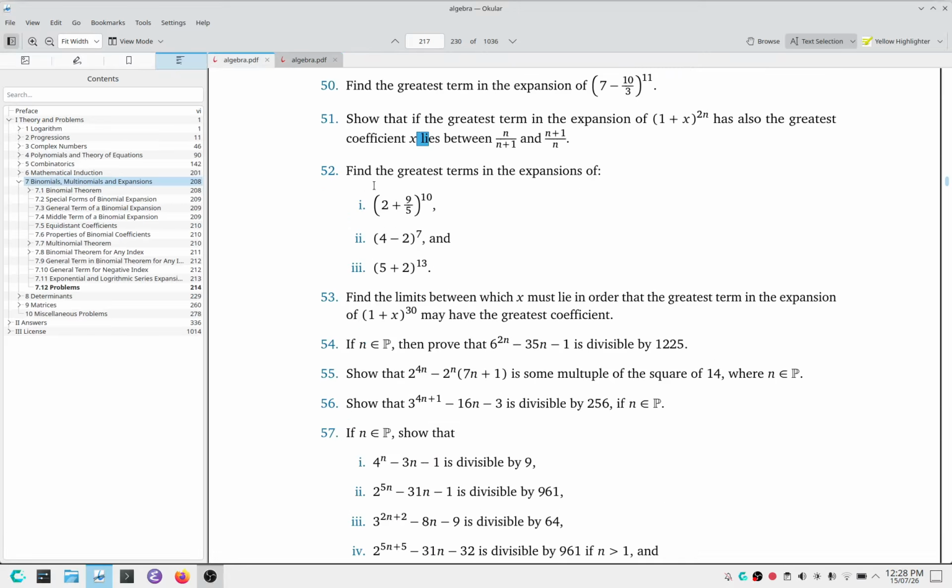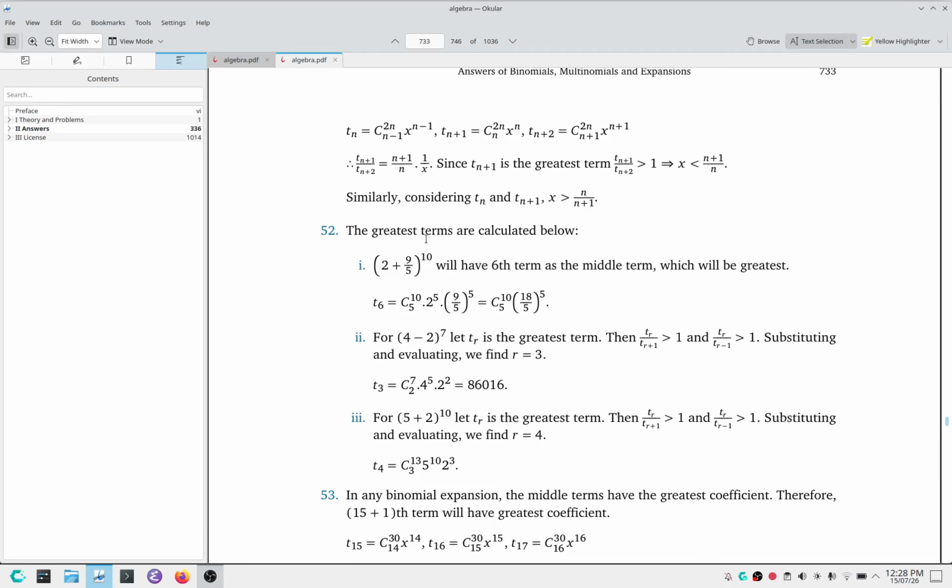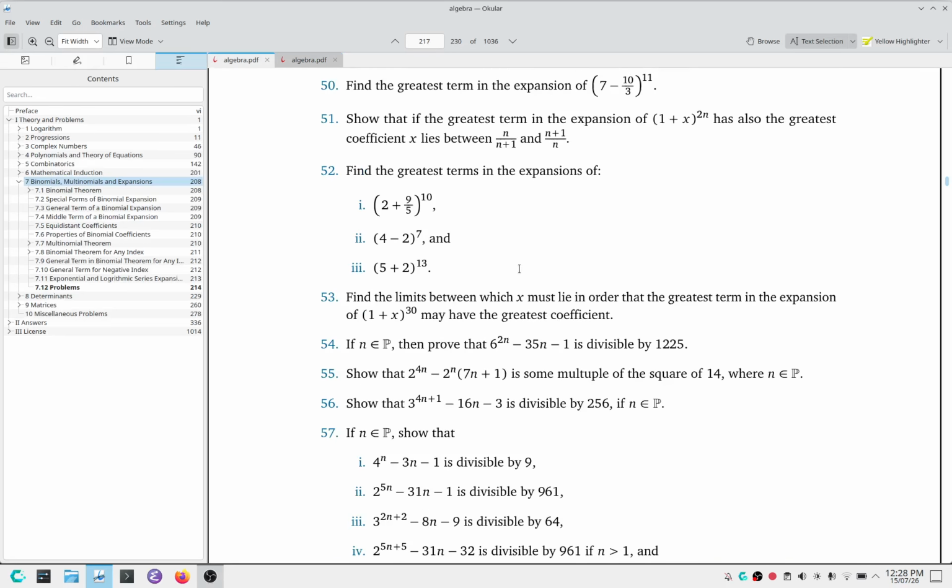Question 52 says that find the greatest term in the expansions of the first expansion, (2 plus 9 upon 5) to the power 10. So the sixth term is the middle term, which will be greatest. So T6 is equal to 10C5, 2 raised to the power 5, (9 upon 5) whole to the power 5. That is 10C5, (18 upon 5) raised to the power 5.